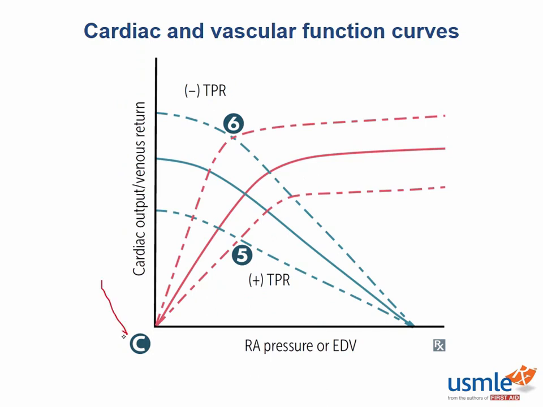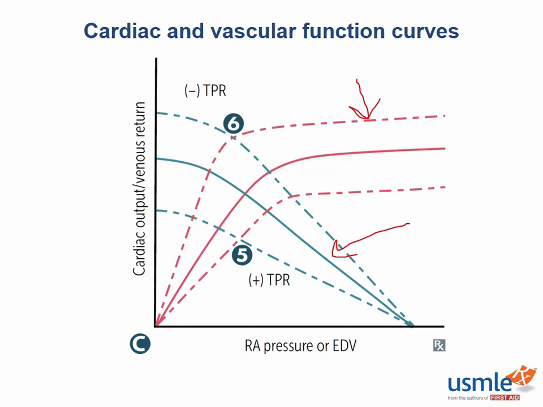Now moving on to diagram C, we will consider the effects of total peripheral resistance on our cardiac and vascular function curves. So here again, we see the blue line, which is our vascular function curve, and our cardiac function curve here in the red line. To remind ourselves, total peripheral resistance is mostly determined by our arterioles. If you increase the resistance in the arterioles by, say, decreasing the radius of the arterioles or increasing the viscosity, we will have an increase in total peripheral resistance.